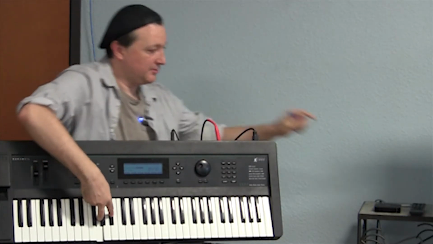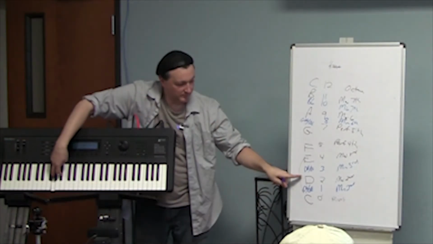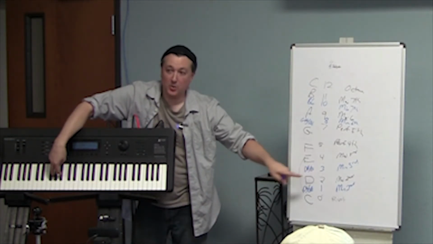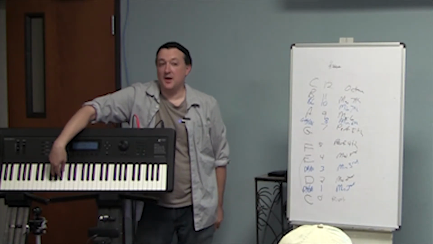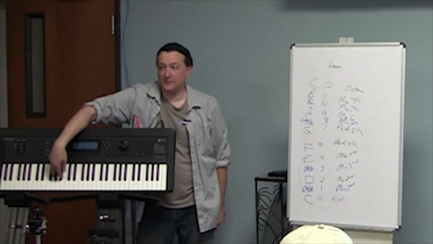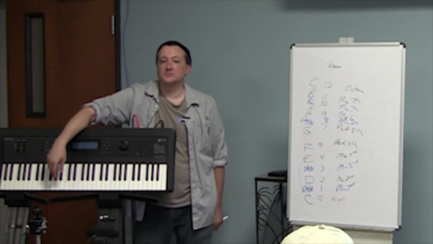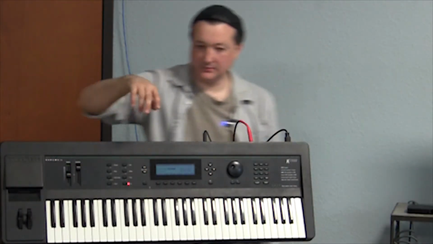So minor third, a minor third is 3 half steps, right? So the minor third above G is B flat. With me so far? Okay, so let's do, what's a minor sixth above E?